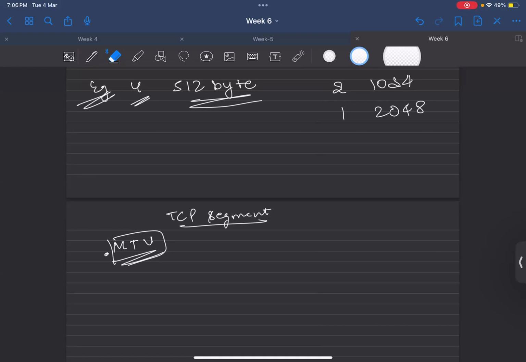But how is that different from MSS? MSS is maximum segment size. Can anyone tell me the difference? What's the difference? What is fragmentation? Anyone?